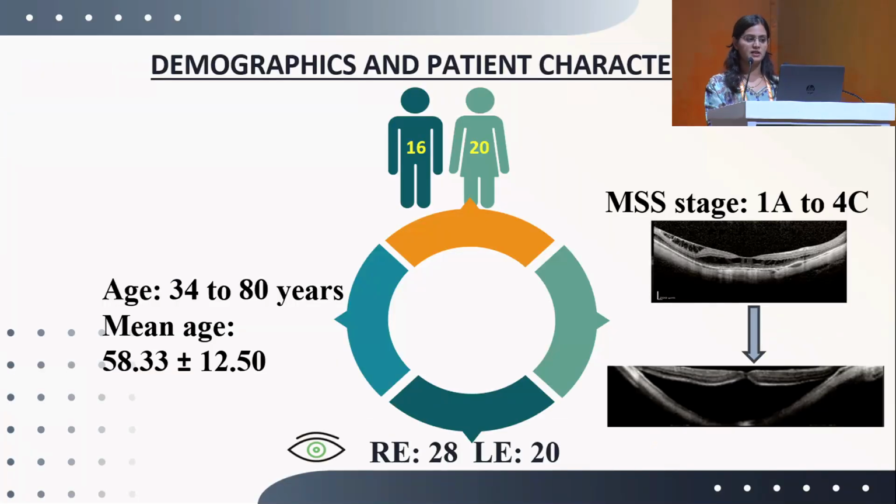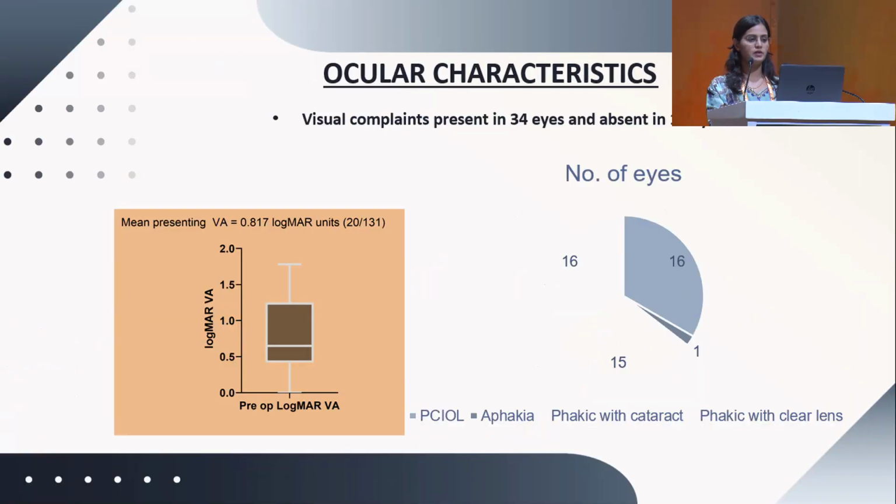The following are the results of the study. The demographics: 36 patients were included in this study who underwent the surgery, of which 16 were male and 20 were female. The mean age at presentation was 58 years, and 28 were right eye and 20 were left eye. Visual complaints were present in 34 eyes and were absent in 14 eyes. The mean presenting visual acuity in these patients at presentation was 0.817 logMAR units, and the following pie chart represents the lens status of the patients.